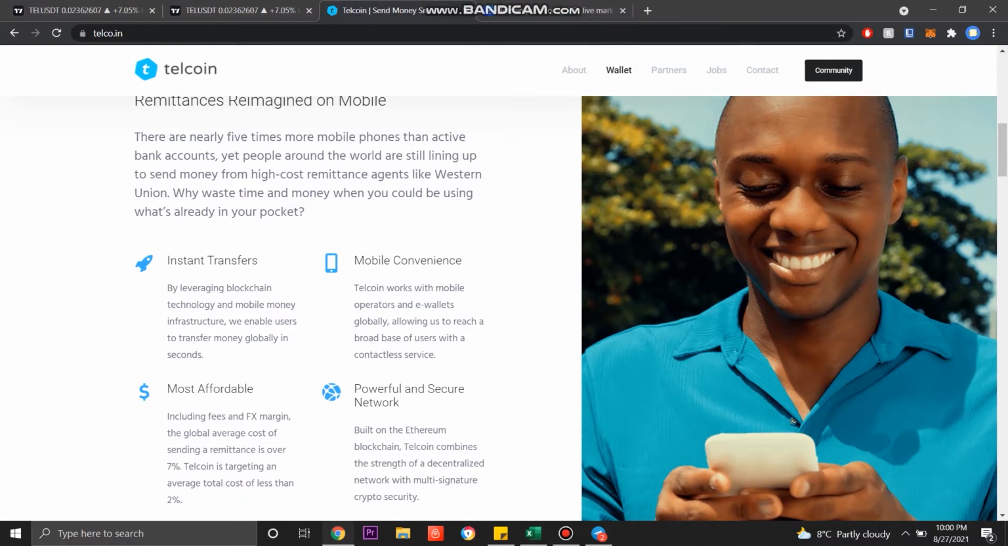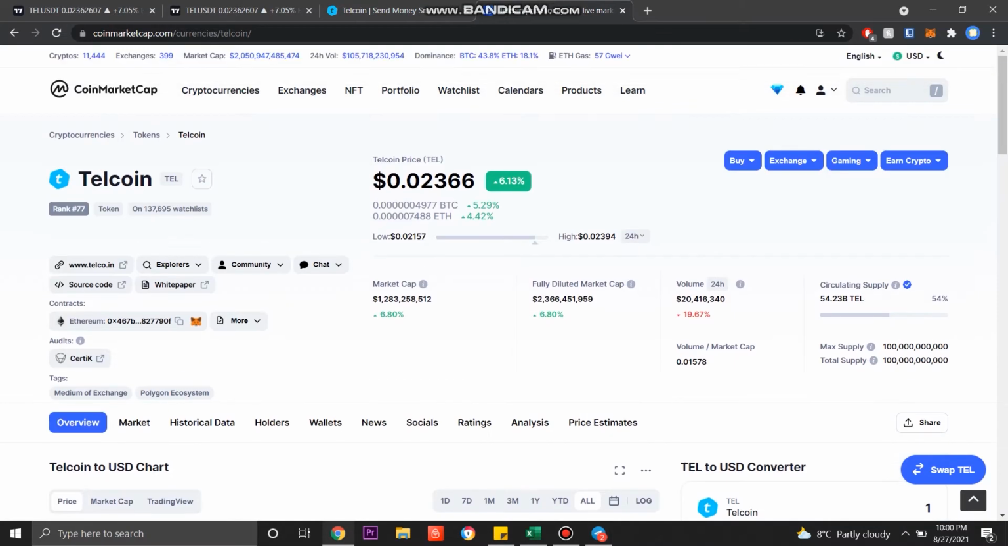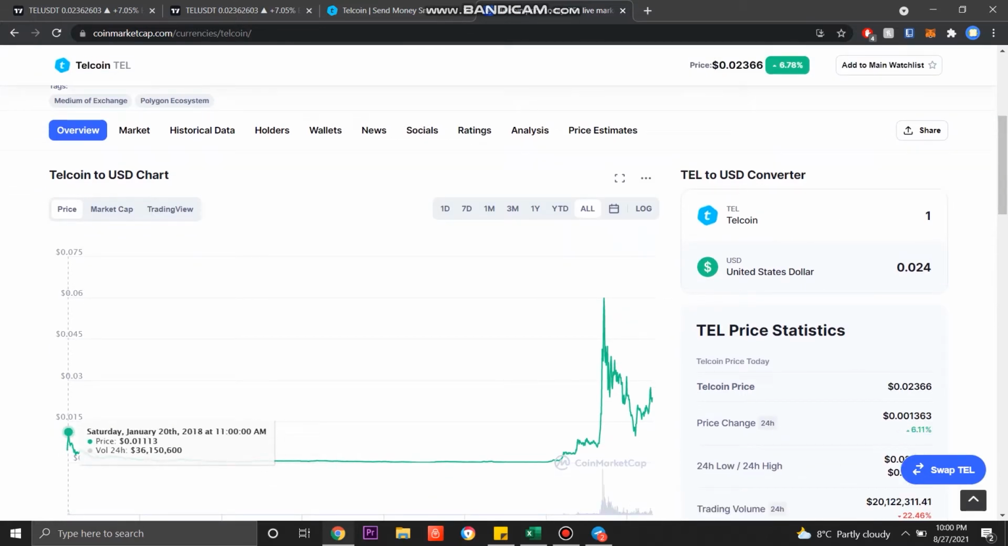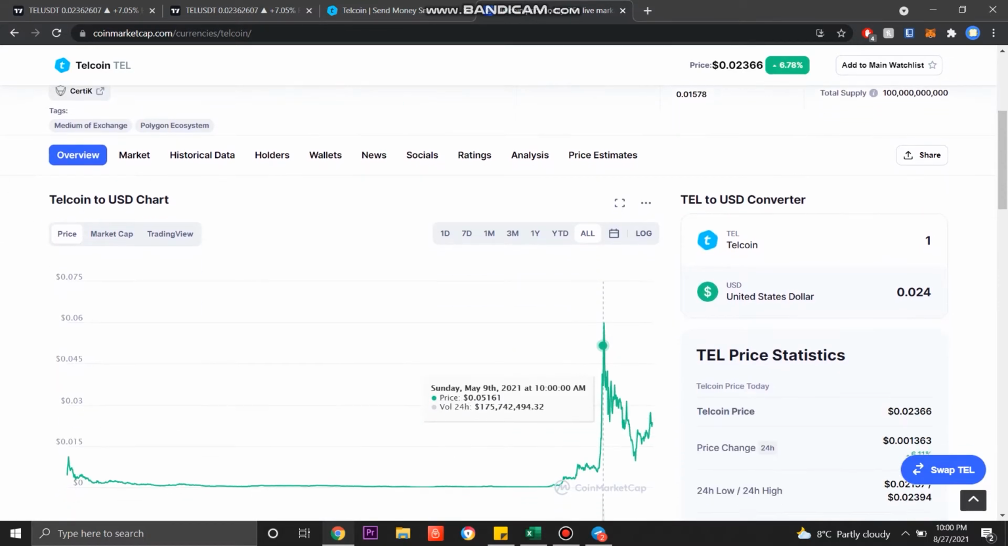We can see on CoinMarketCap that Telcoin has a max supply of 100 billion coins. It currently has 54 billion coins in supply, which is 54%. Telcoin came out into the market in 2018, when it didn't really get much volume, only 36 million volume over 24 hours. At the peak in this bull market, it reached almost 200 million volume in May this year. So it's obviously much bigger than it was in the last bull run, and you don't really need to look at volume to see that. You can just see the all-time high is much higher.